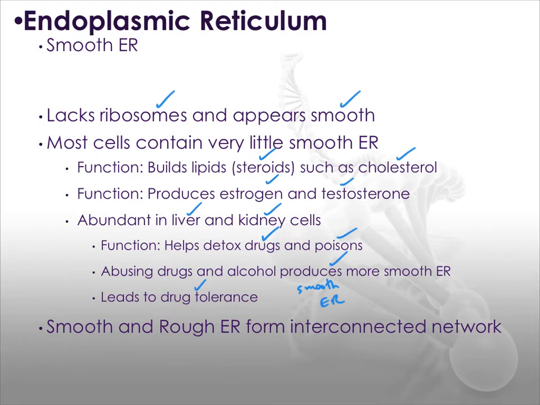Smooth and rough ER form an interconnected network. It's all kind of a flattened membrane. They all kind of look like flattened sacs on top of each other, is what you're looking for in terms of what the smooth and rough ER look like. The rough will have ribosomes on it. The smooth will not.